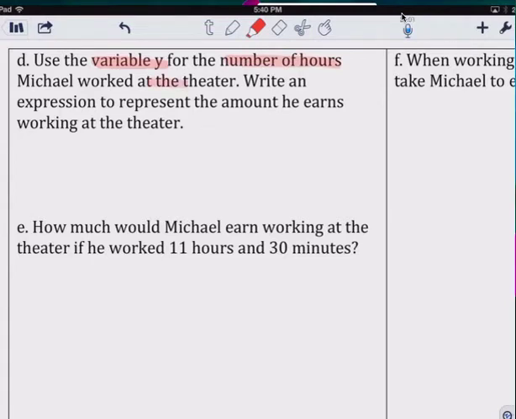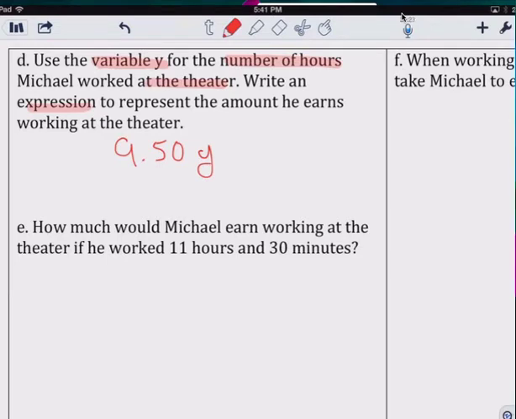Michael worked at the theater. Write an expression representing the amount he earned. So he makes $9.50 an hour at the theater times the number of hours. That's the expression.